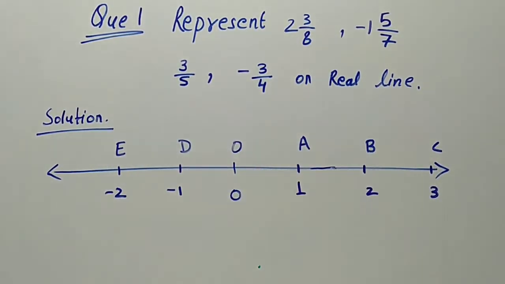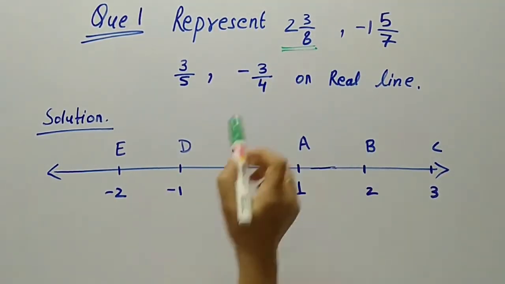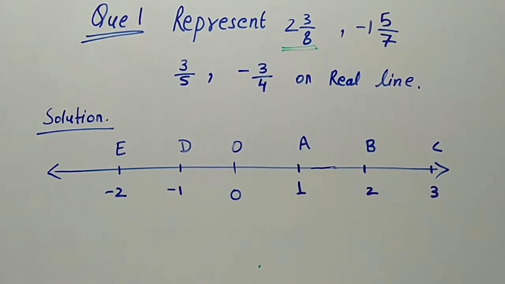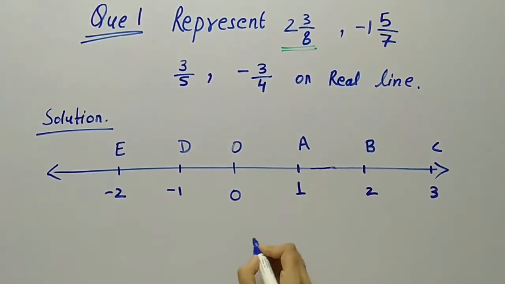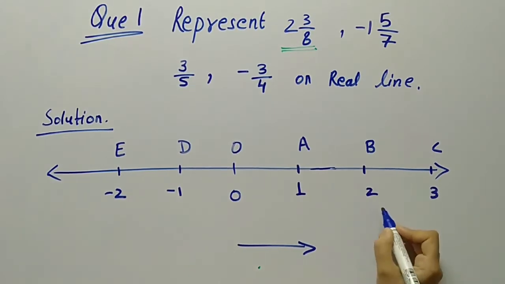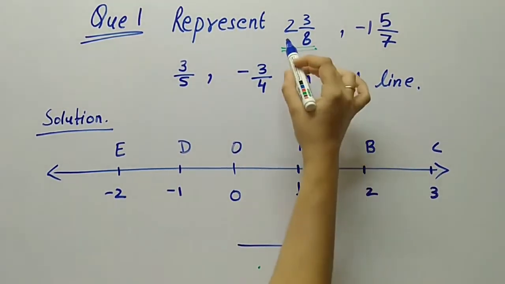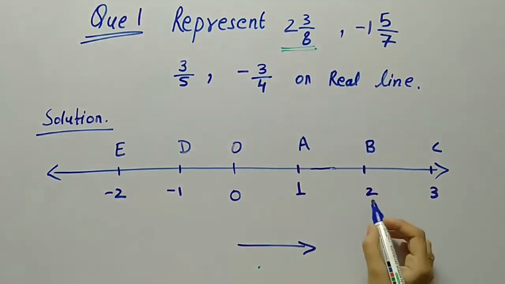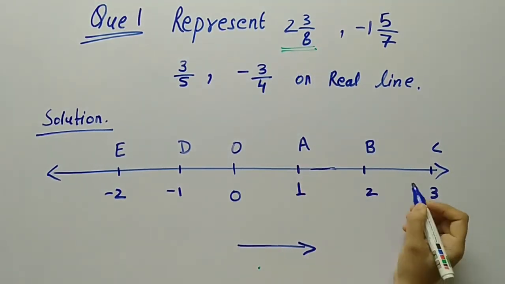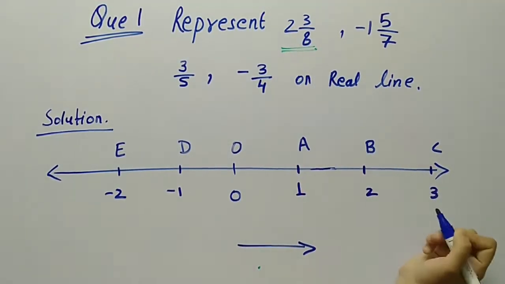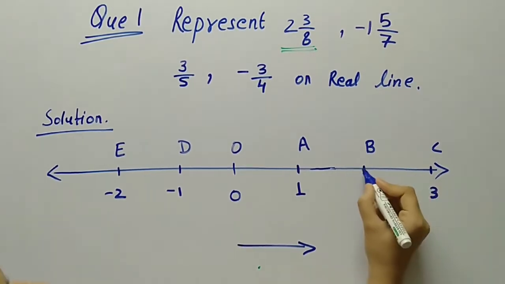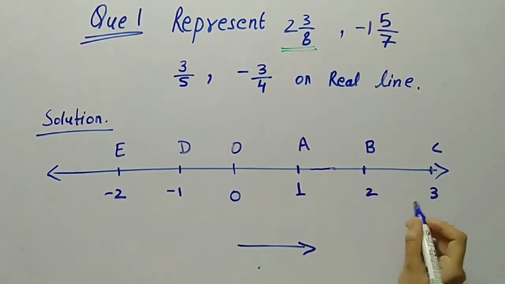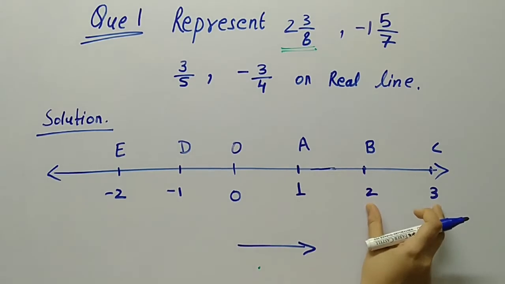So firstly we will represent 2 3/8. So 2 3/8 is greater than 2. It is a positive number, so it will lie on the right hand side. 2 3/8 is greater than 2 and less than 3. So 2 3/8 will lie between 2 and 3.